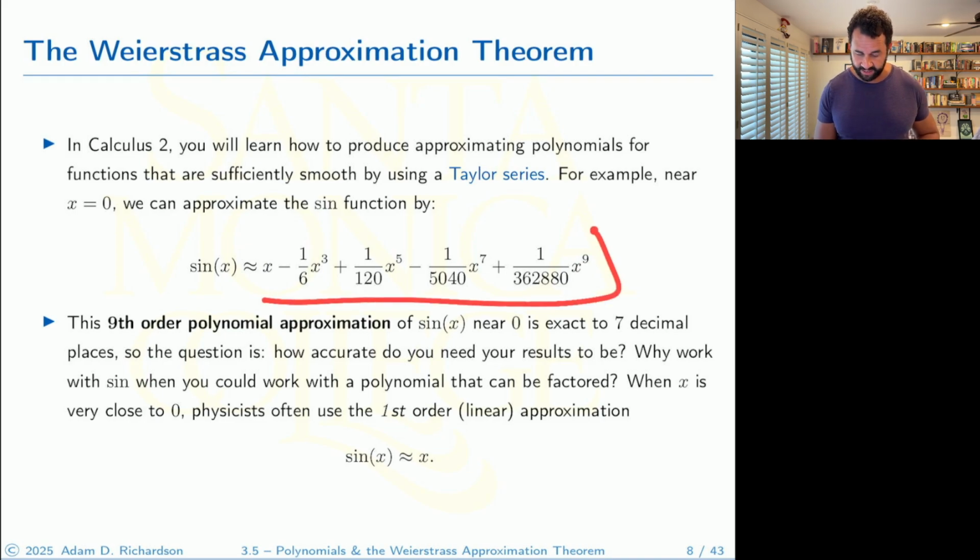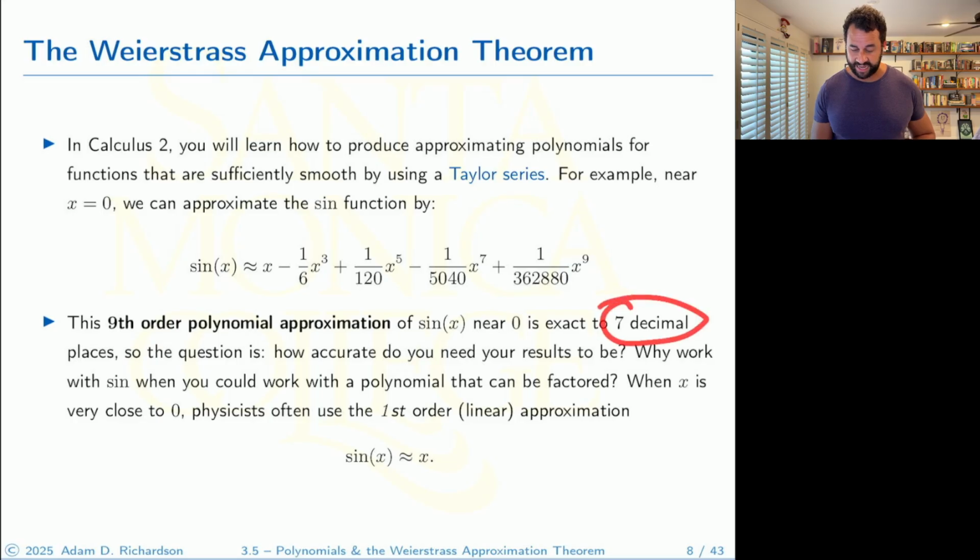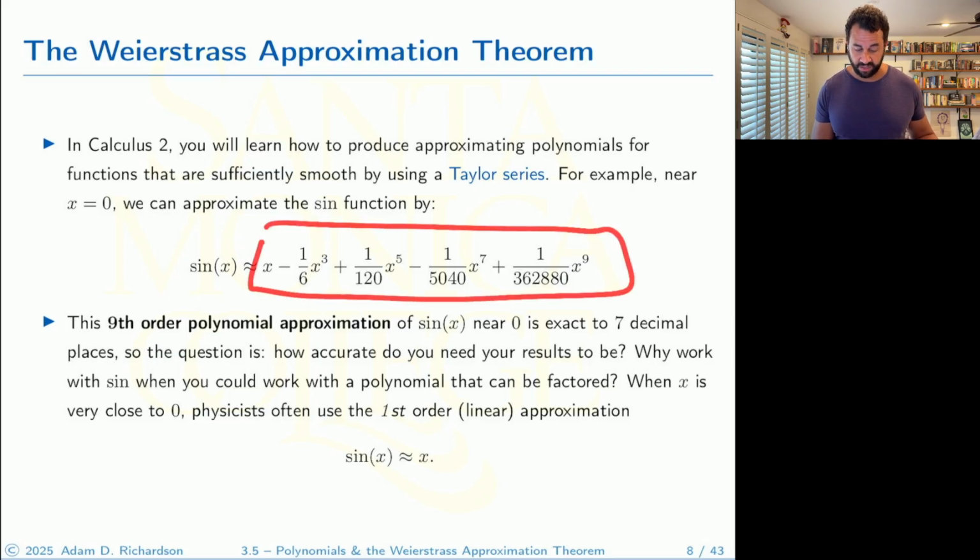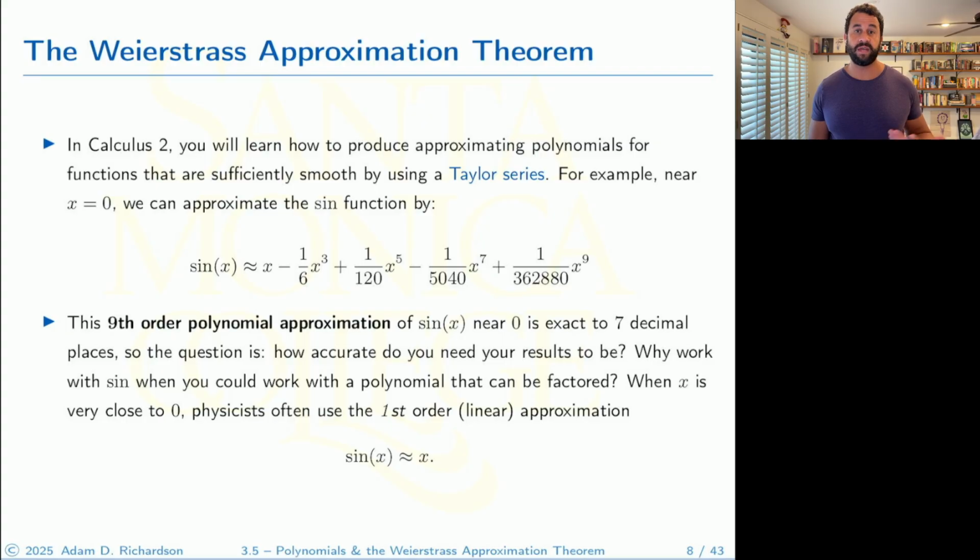So what you're looking at here is actually what we call the ninth order polynomial approximation of sine of x near 0. Ninth order because the degree is 9, and this is actually exact to 7 decimal places. So what that means is if you need to work with the sine function near the point x equals 0, you could instead just work with this polynomial, and your results would be accurate up to 7 decimal places, right? So that's really, really nice.